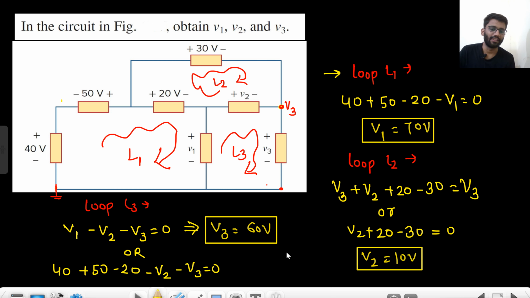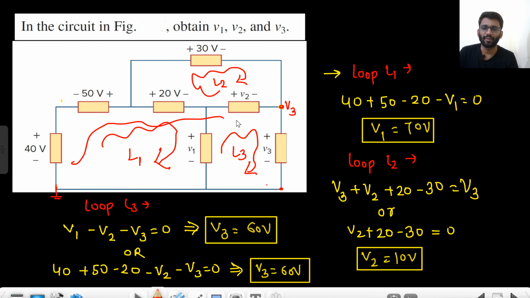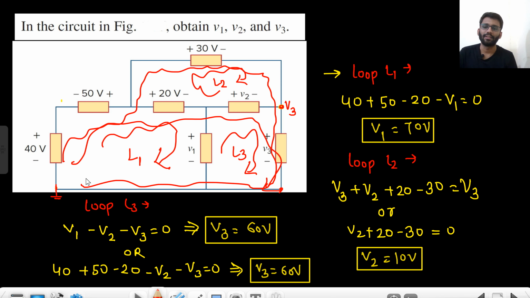That means V3 is equal to 60 volt only. Now you can try writing as many KVL equations as you can. In the previous part, I started from here and traveled like this. Now you will travel like this: you will start from here, go like this, go like this and come back to the same point. You can do this.